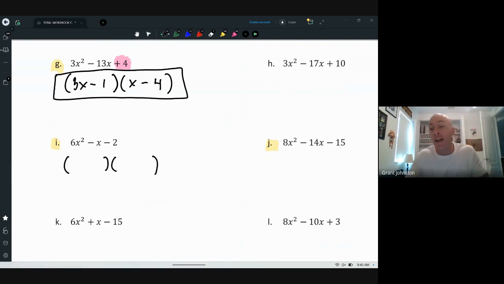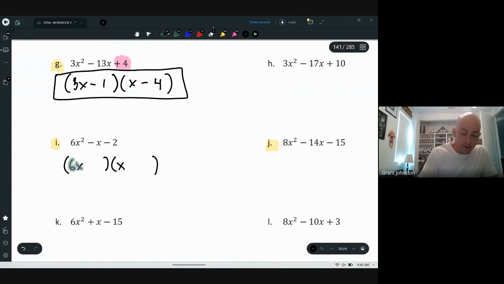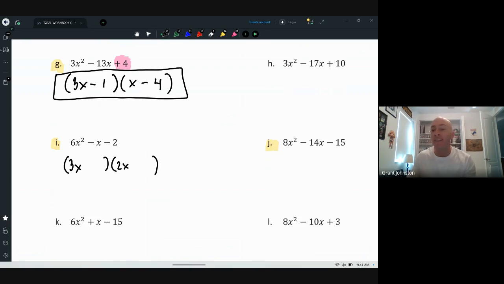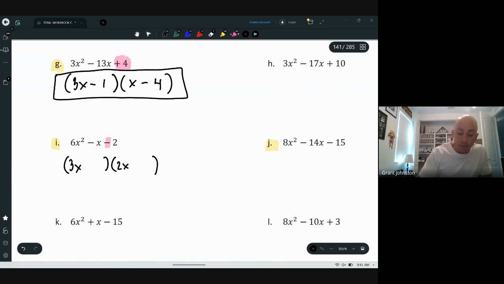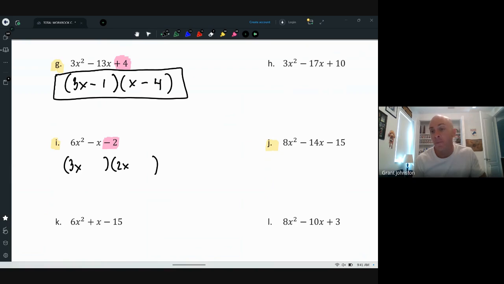Now this one can get even more challenging because I have a 6x squared. So I'm not exactly sure if I need to do, don't write anything yet, a 6x and an x. But there's also another option there because a 6x, it's not prime. I could do maybe a 3x and a 2x. So there's going to be a lot of guessing and checking with this one. But what is nice is this last number is prime. The only thing that multiplies to 2 is 1 and 2, or 2 times 1. So we know that's going to have to go in those blanks there. So let's get on with the guessing and checking.